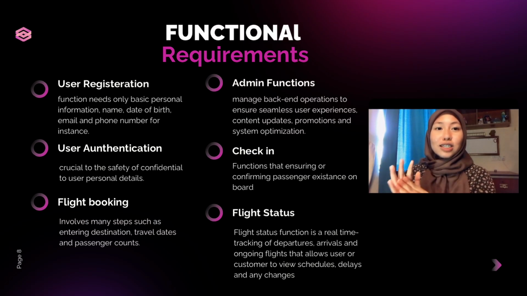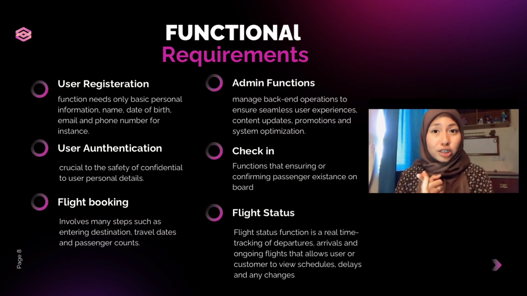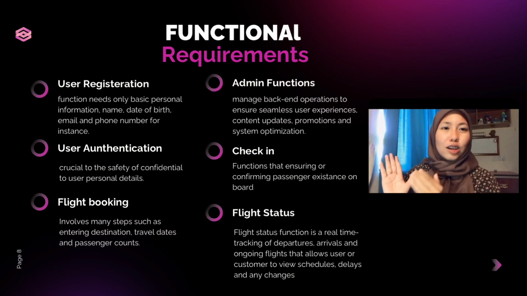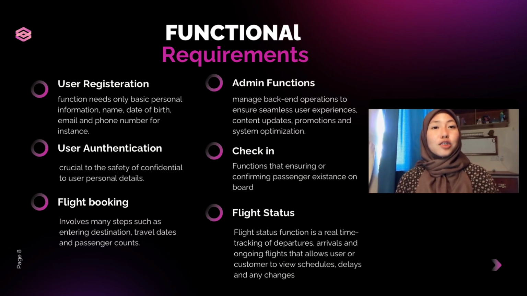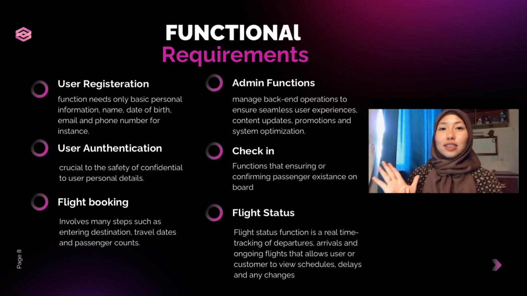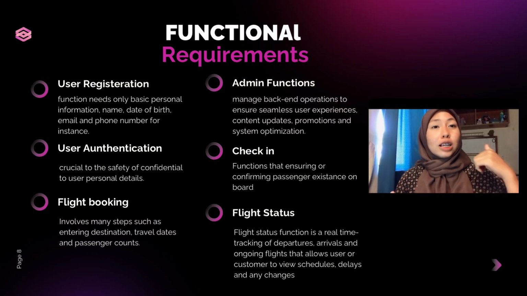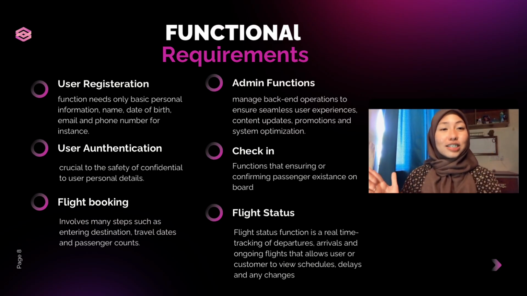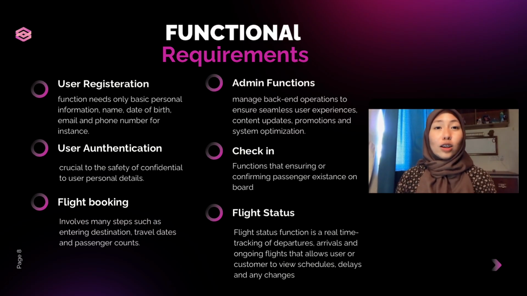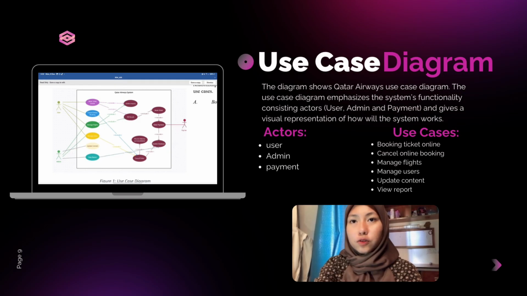So the flight status function is a real-time tracking of departures, arrivals, and ongoing flights that allows customers to view schedules, delays, and any changes so that users will always stay updated. Other than tracking flights, users may also have access to information about weather-related delays, cancellations, and rescheduling that may affect their travel. As for the system model diagram, the diagram shows the Qatar Airways system use case diagram.